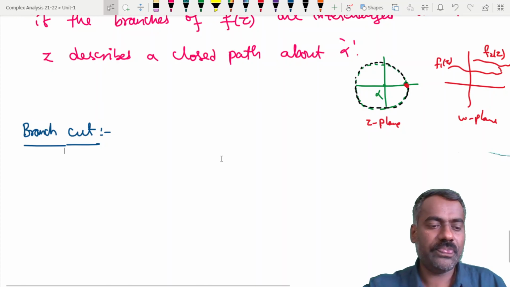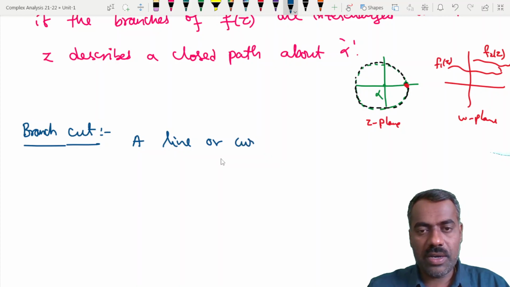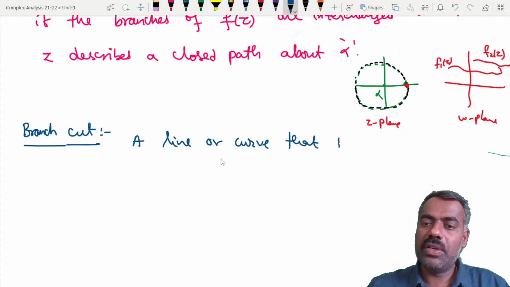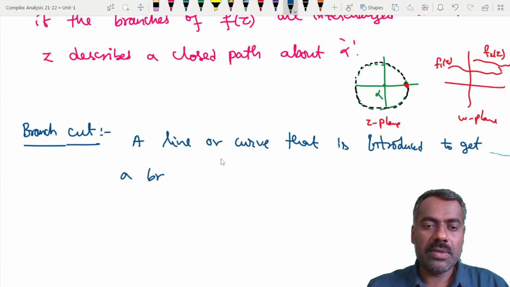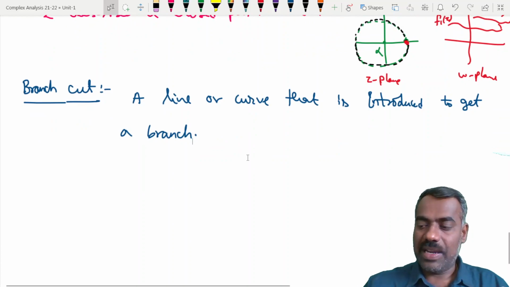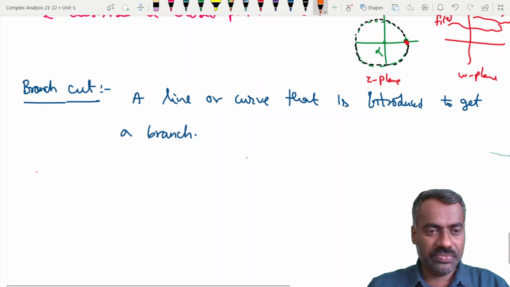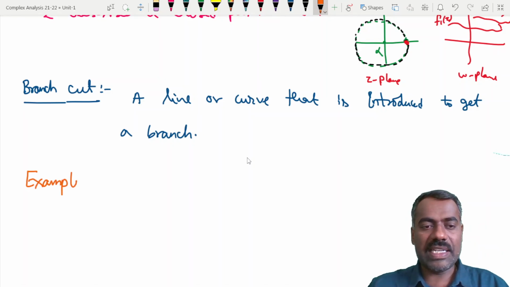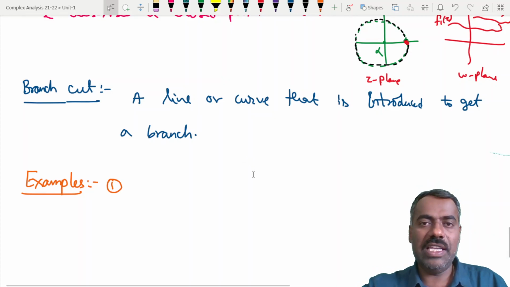Are you following? So a line or a curve that is introduced to get a branch is called a branch cut. Okay, fine. Now let's go with examples, because these are not easy to understand. So we'll go one by one and understand what is meant by a branch, what is meant by a branch point, and what is meant by branch cut for each example.